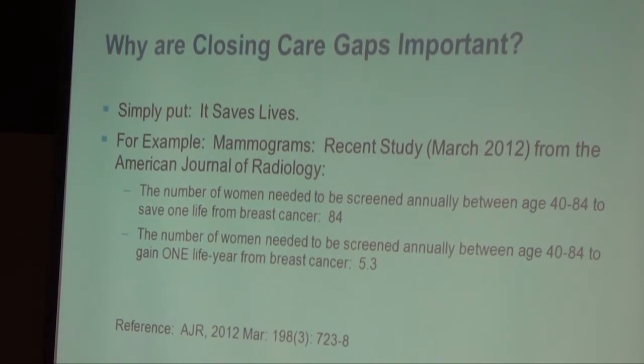Now, I came across some statistics looking from my trusty friend, and please close your ears, those that are statistic experts, from Google, all right? So I came across this. The number of women needed to be screened annually between age 40 and 84 to save one life from breast cancer, that's one premature death, was just 84. All right? That's not a whole lot. And the number of women needed to screen annually between 40 and 84 to gain one extra year of life, 5.3. So just think about that for a little bit, right? Not only are you preventing death, but you're prolonging life. All right? So again, saves lives.